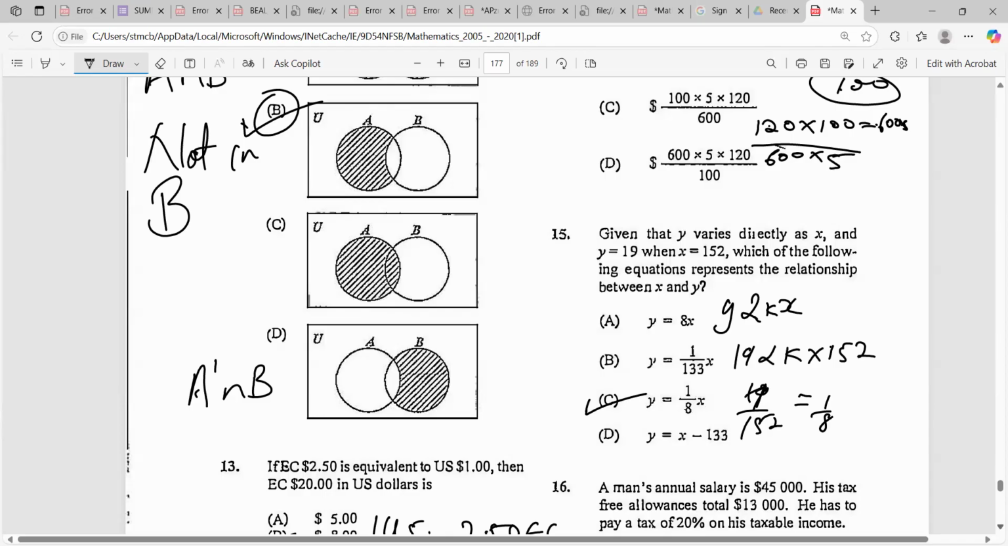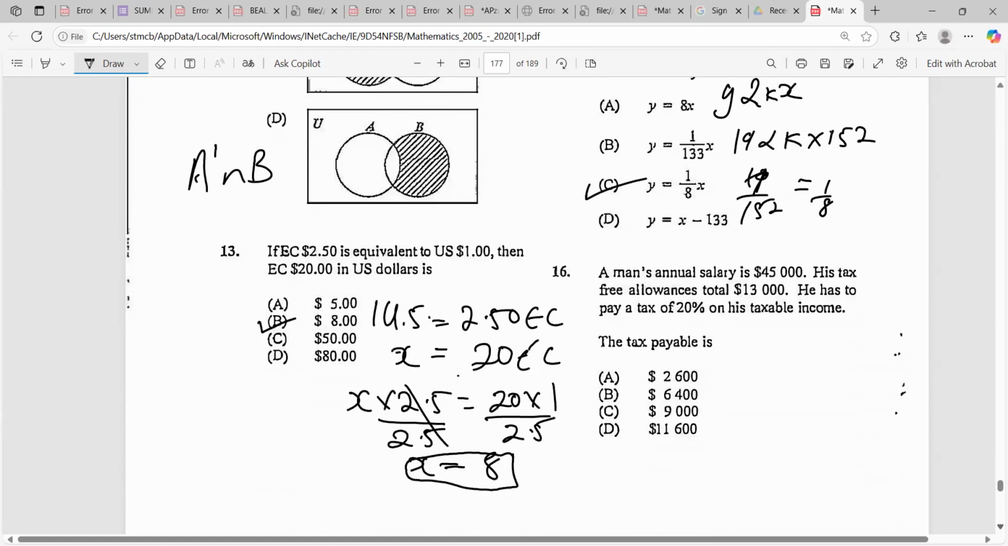All right, so let's move on to number 16. A man's annual salary is 45,000. His tax-free allowance is a total of 13,000. He has to pay a tax of 20% on his taxable income. The tax payable is... so tax-free means that he's not going to pay tax on 13,000 of his pay, right? Companies do that to attract people. So all you're going to pay the 20% on is the balance.